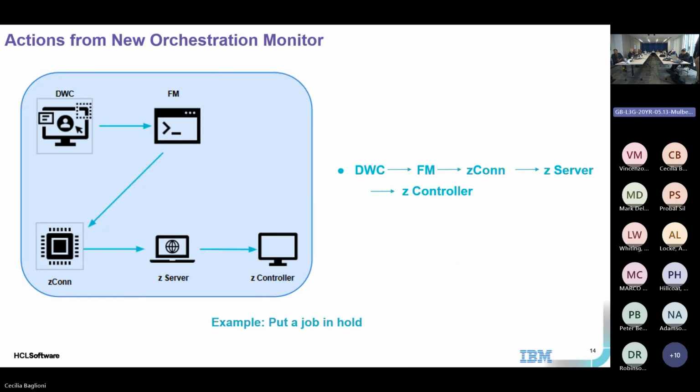Okay, from the new orchestration monitor, you can also perform actions. In this case, you are not performing a query REST API, but another kind of REST API like get, put, fetch, and so on. The flow in this case starts with the Dynamic Workload Console, through federator, through Z connector, Z server started task, and Z controller. We can also see an example, putting a job on hold.